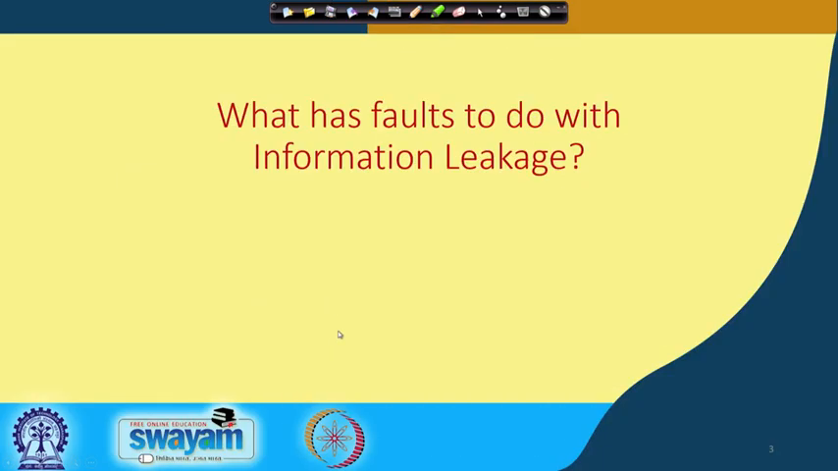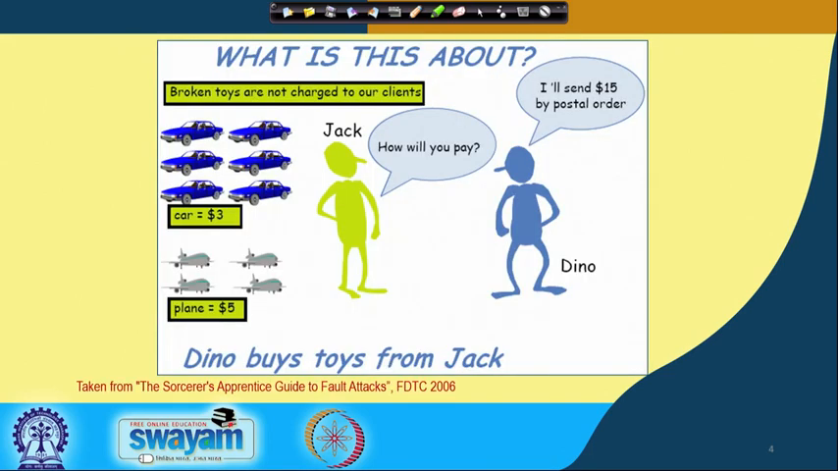So first of all, what have faults got to do with information leakage? Let us try with a very high level description of this, a very simple example. So imagine that there is a dealer Jack. This example has been taken from the Sorcerer's Apprentice Guide to Fault Attacks, which was shown in FDTC 2006, a workshop on fault attacks co-held with CHES. This example shows that there is a dealer Jack who is a supplier of cards and planes and wants to sell them to a customer called, say, Dino.